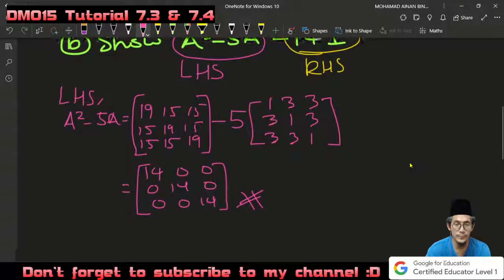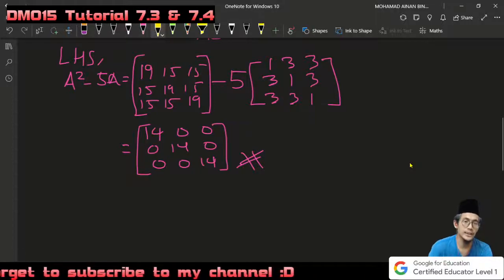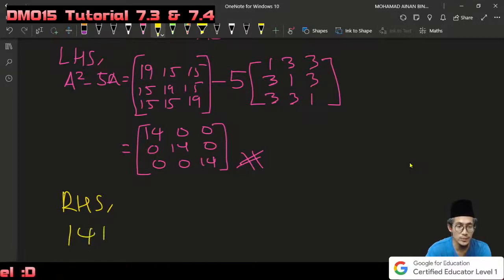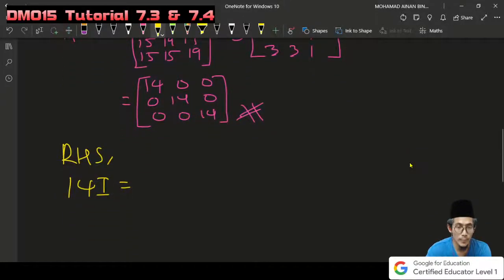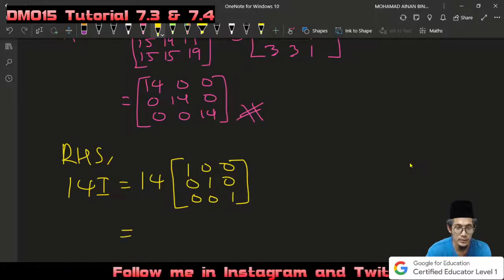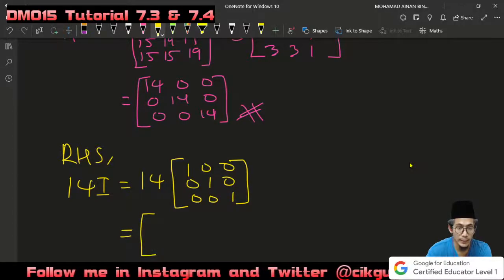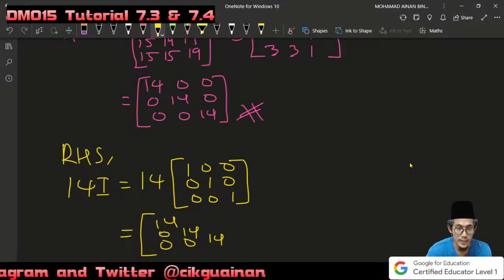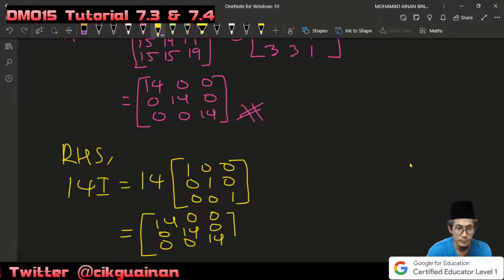Kau jangan buat benda pelik-pelik. Settle finding the left hand side. You find the right hand side. Okay? Tak kisah ya nak buat mana-mana dulu. No problem. Okay, so 14. 14 is a constant outside a matrix, identity matrix. So identity is this one, since it's a 3 by 3. Okay, therefore, dapat 14, 14, 14. Okay, the rest are 0. Okay, ni dah dapat right hand side.